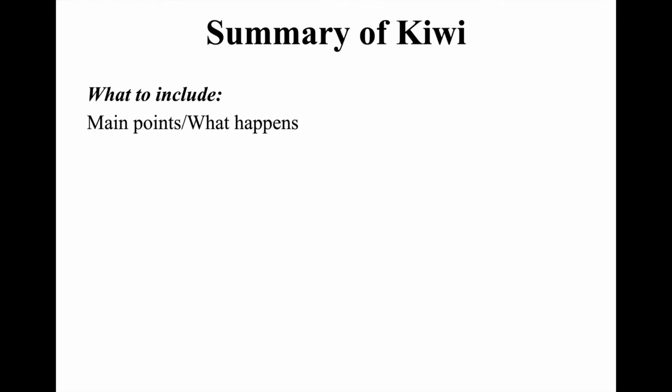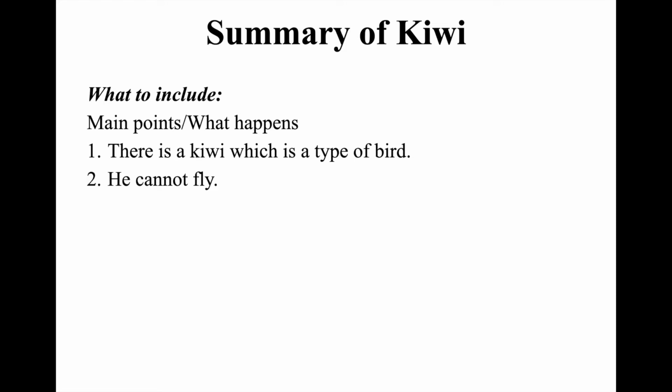Okay, so now that we watched that, we're going to try and summarize it. So what are just the main points? What happens in this objectively? So there's a kiwi. It's just a type of bird. That's our protagonist. Okay, that's our main character. So we know that that's there. That's objective. He cannot fly. That's just an objective fact.